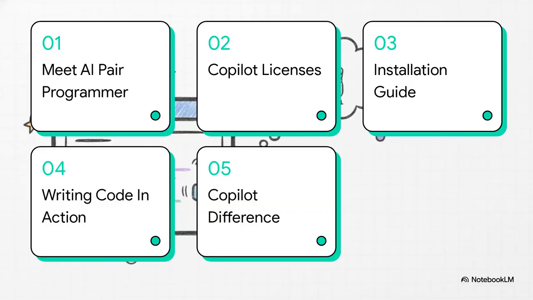All right, let's just quickly glance at our roadmap for today. We'll be meeting your new AI pair programmer, checking out the license options, going through a quick installation guide, seeing the code in action, and wrapping up with the Copilot difference. Let's get you from absolute beginner to wielding this thing like a pro.